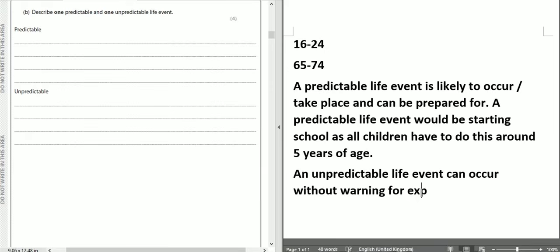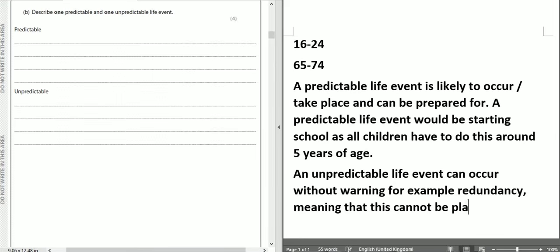For example, an unpredictable life event might be something like redundancy, meaning that this cannot be planned for. There are other ones I've got on my list. I talked about illness, so sudden illness onset, or the death of a family member or relative that's unexpected.